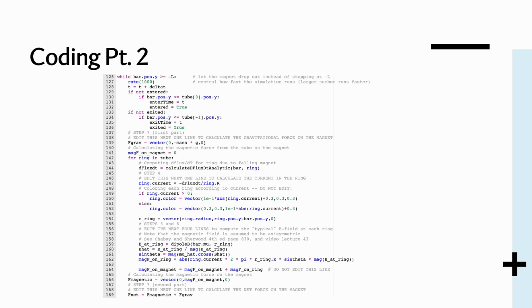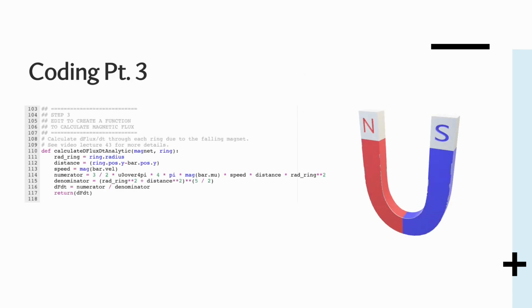This is more coding entailing how to calculate the gravitational force on the magnet and calculating the current in the ring, as well as computing the typical B field at each ring. In this last bit of code here, we were creating a function to calculate the magnetic flux.